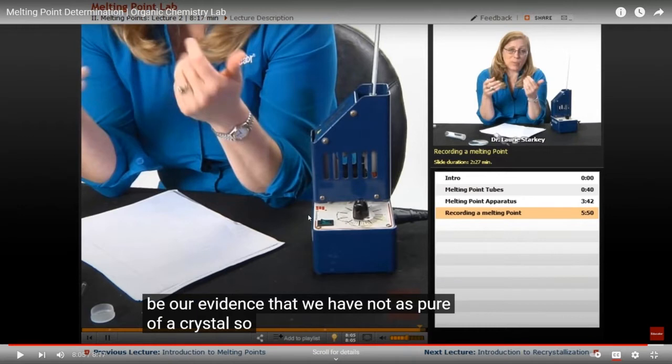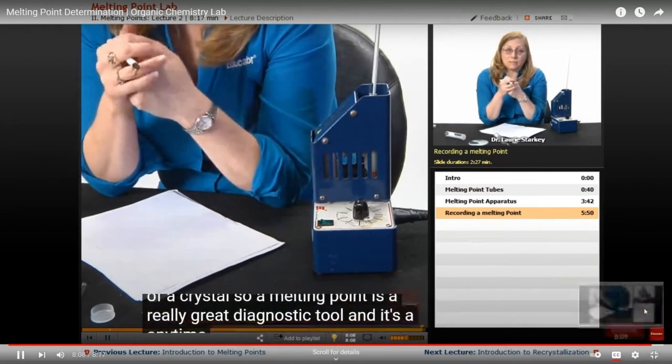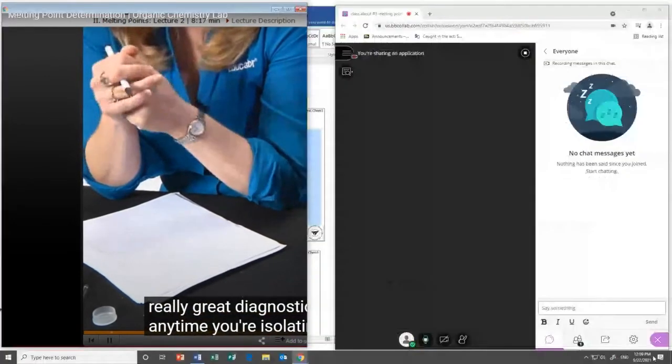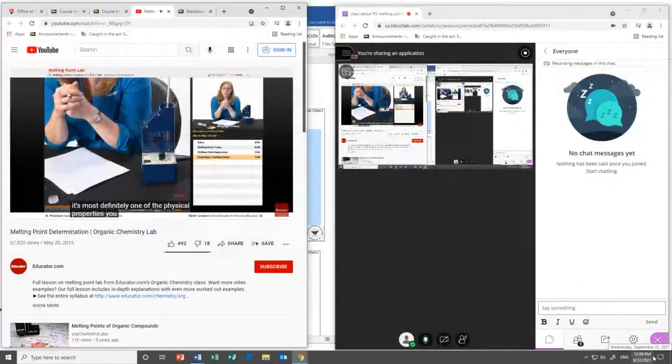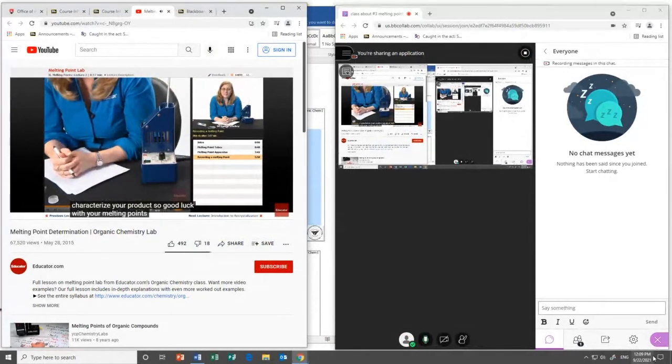She did not go over that, but hopefully the other video does go over the mixed method, teaching you the quick test for what compound this unknown is, if the unknown is actually known to you. Melting point is a really great diagnostic tool, and anytime you're isolating a solid product, it's most definitely one of the physical properties you want to record to characterize your product. So good luck with your melting points.